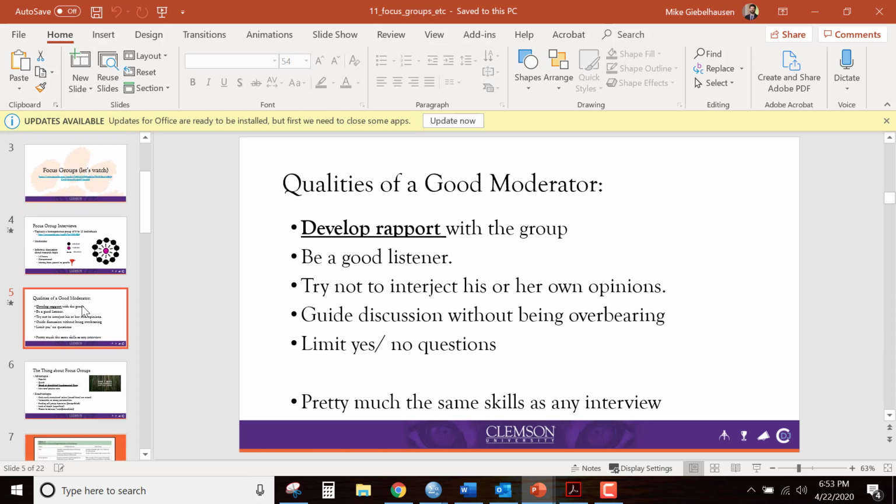What's interesting about focus group moderating, and we're getting into a theme here with the last lecture, is that what you need to do to be a good focus group moderator is essentially the same thing you need to do to be a good in-depth interviewer. Try not to interject your own opinions, don't ask yes or no questions, just guide the discussion and be a good listener.